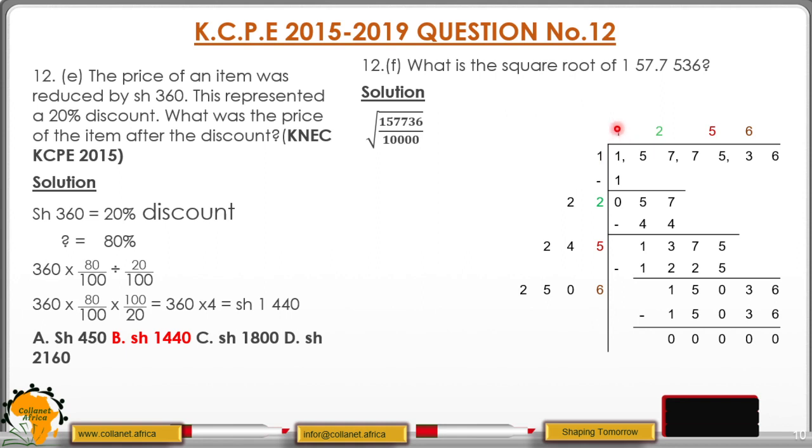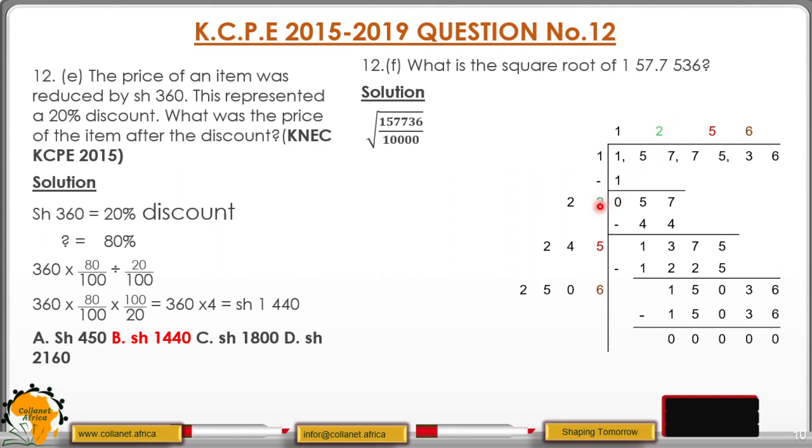So this is 1. 1 times 1, you get 1. After subtraction, you get 0. Then you drop the second pair, the whole of it, and then you double this one, meaning you multiply by 2. You get 2. Then ask yourself, which number do you put next to these two to make 20 something? If you put 21, then here you have to put 1. 1 times 21 will get 21, which is much lower, below 57. So the next number is 2, which will give you 44.